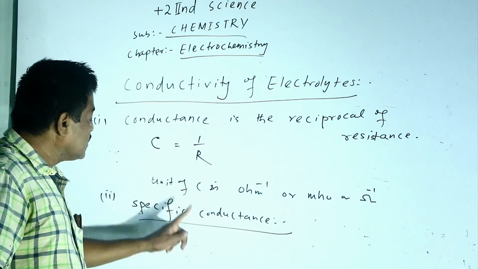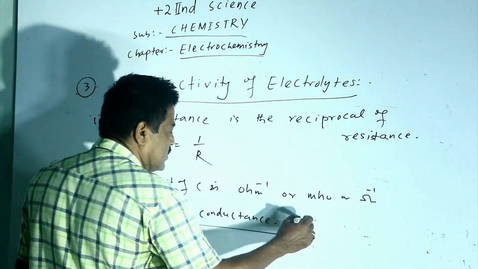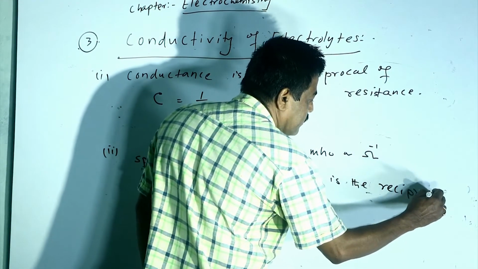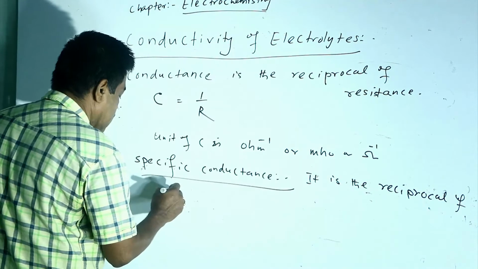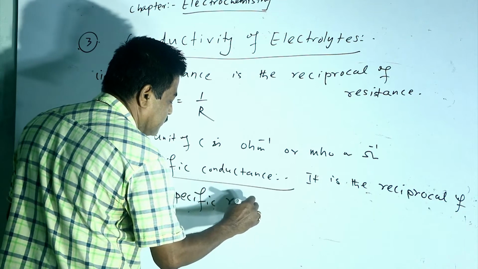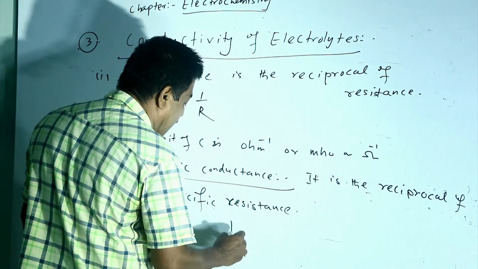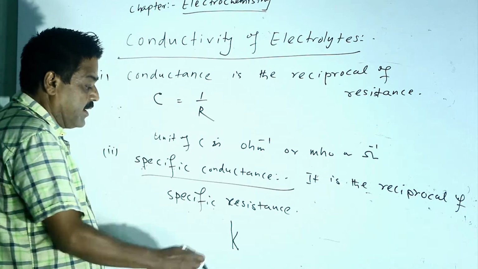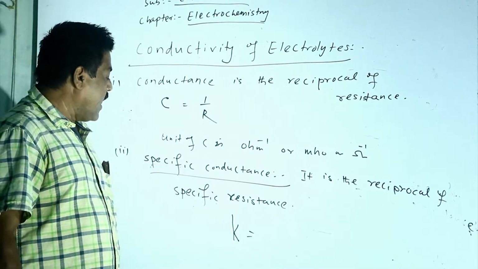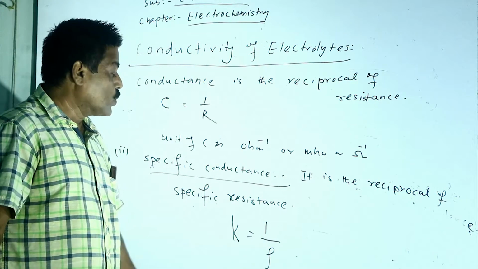Similar to the conductance, the specific conductance is the reciprocal of specific resistance, and it is denoted by the term kappa, or written just like K. Specific conductance is kappa, which is the reciprocal of specific resistance rho.